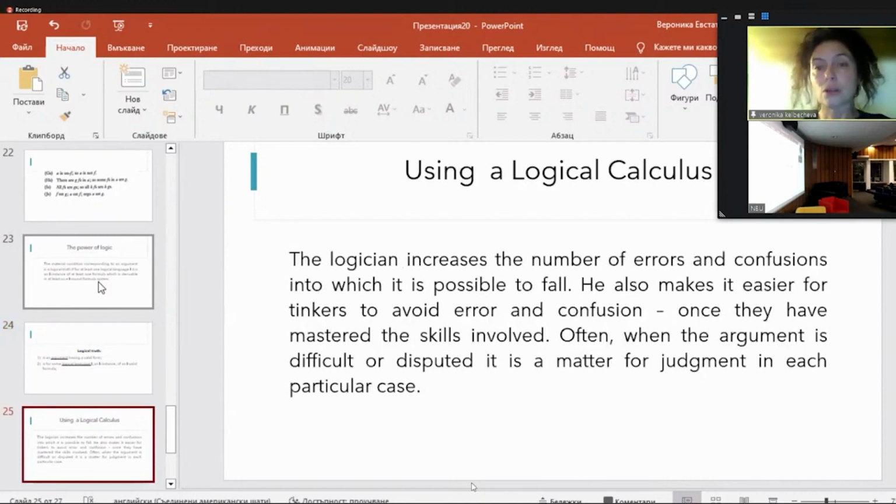So what is using a logical calculus? The logician increases the number of errors and confusions into which it is possible to fall. This is his purpose and task. He also makes it easier for thinkers to avoid errors and confusions once they have mastered the skills involved in the logical treatise. Often, when the argument is difficult or disputed, it is a matter for judgment in each particular case.